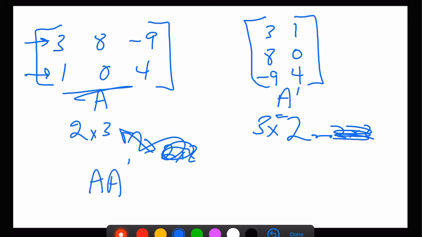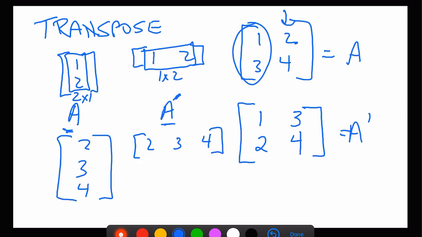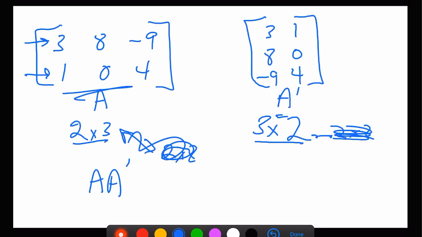Now, one other thing. A times A transpose, what do we know about that? If I multiply a matrix times its transpose, what do I know about it? Well, in this case, I'd be taking a 2 by 3 times a 3 by 2. Back here, it'd be a 2 by 1 by a 1 by 2. This would be a 3 by 1 by a 1 by 3. The answer is A times A transpose is always going to end up a square matrix.